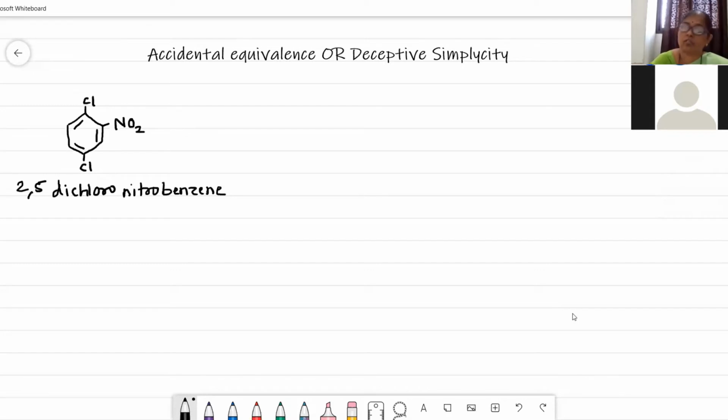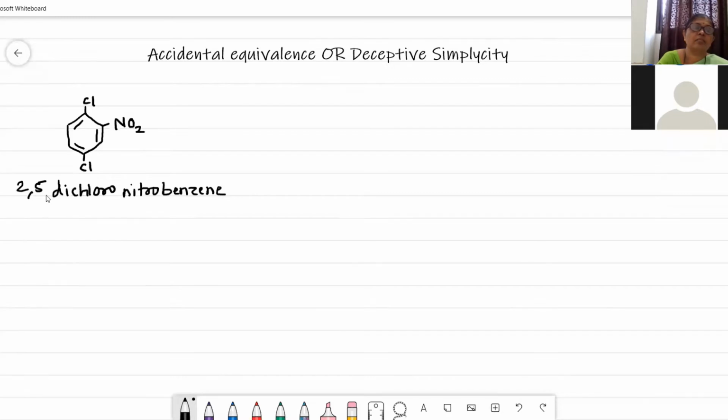Now we are going to learn the new term, that is accidental equivalence or deceptive simplicity. You write down in your notebook, accidental equivalence or deceptive simplicity. What is meant by accidental equivalence or deceptive simplicity?